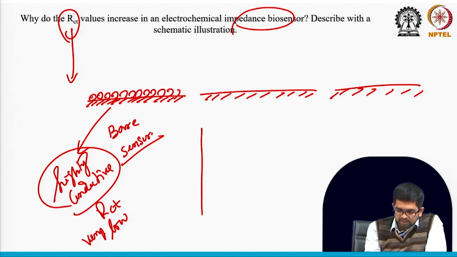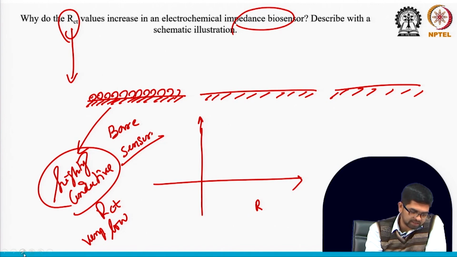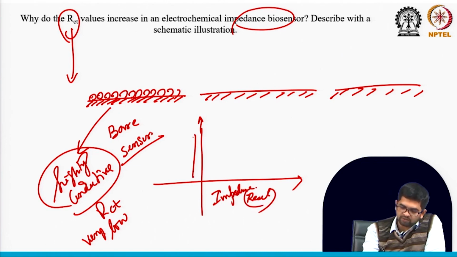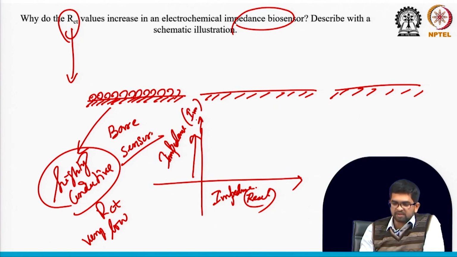So then think about your impedance spectra, you can remember the x-axis and y-axis. On the x-axis we are measuring the impedance, the real value, right? So here you can see the real impedance. And on the y-axis we are measuring the imaginary impedance value, right? And generally the unit is ohm.